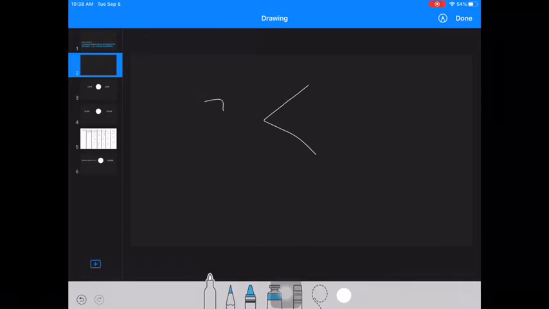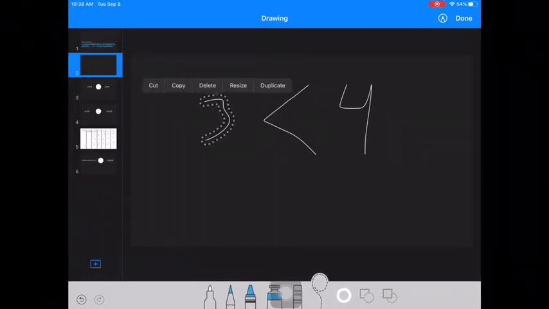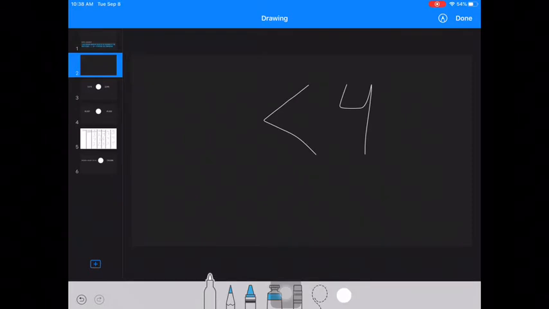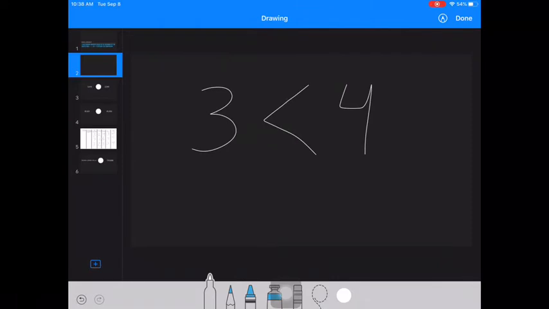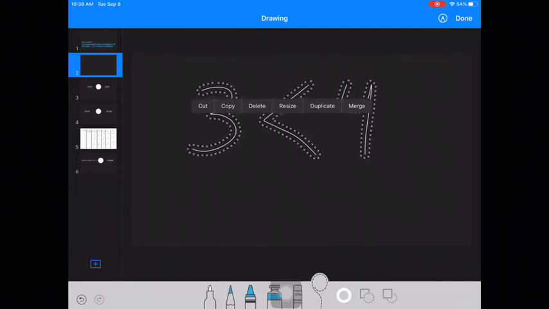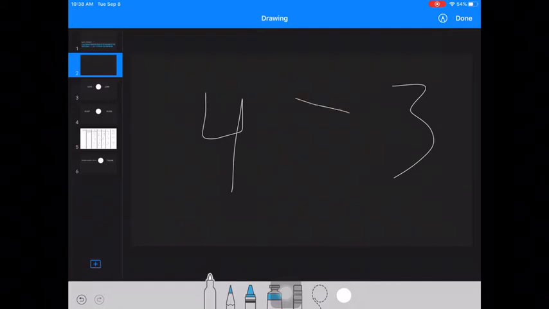So I have 3 is less than 4. The number on the left side is always going to be the one that the symbol points at, the less than, greater than, equal to sign. So, sorry, I wanted to redraw that 3. So 3 is less than 4. However, if it was reversed, let's try that again. If 4 was on my left side and 3 was over here, 4 is greater than 3.